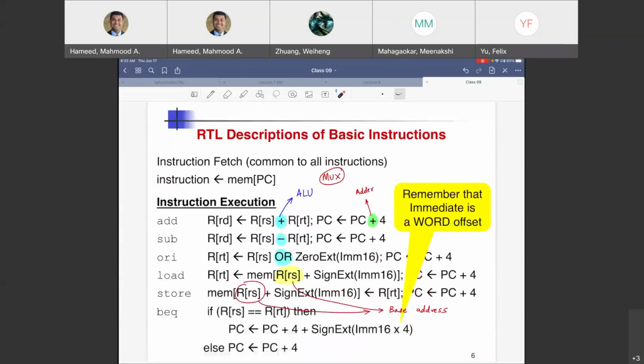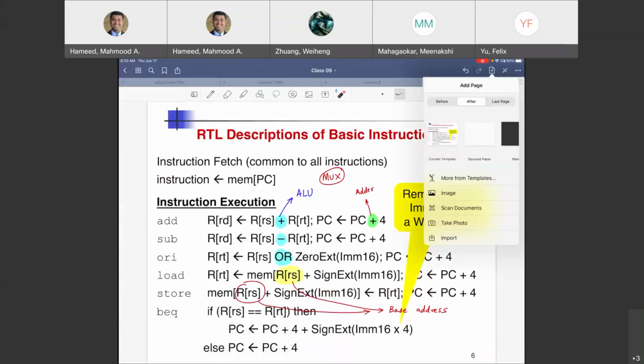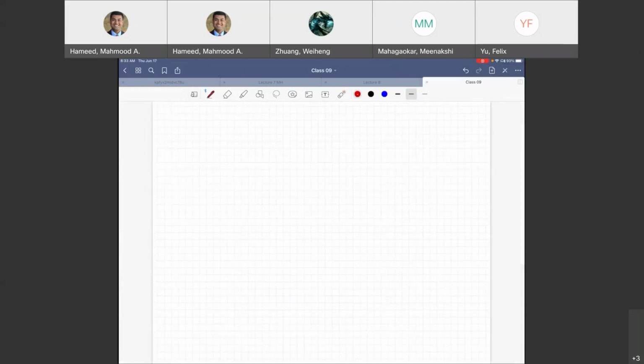So if you are new to this idea, let's talk about this. I like to do a simple exercise here where I have zero extension here, and I have sign extension here.